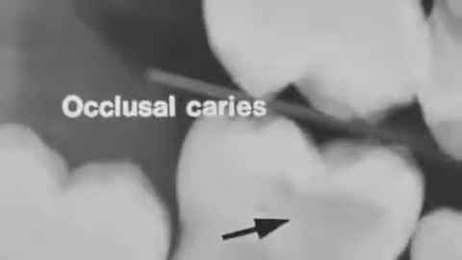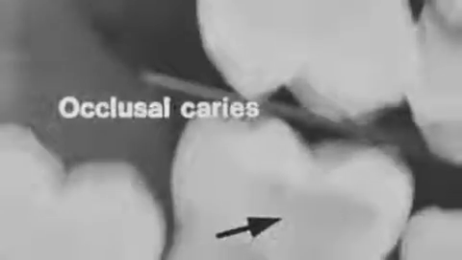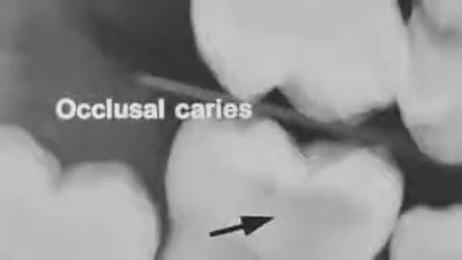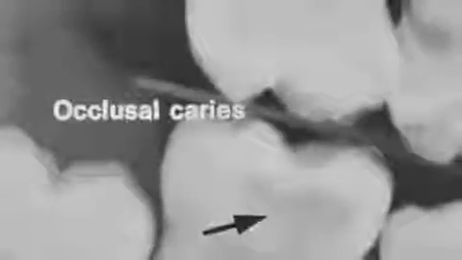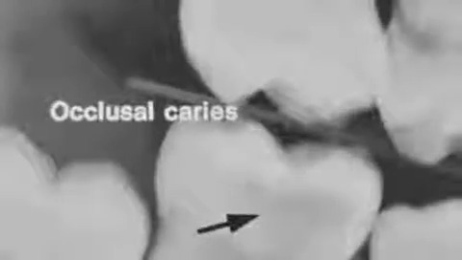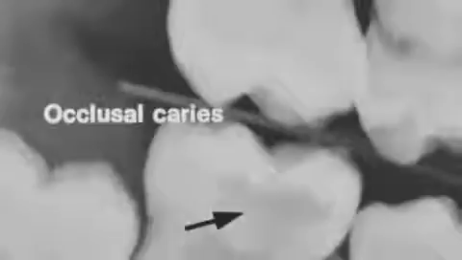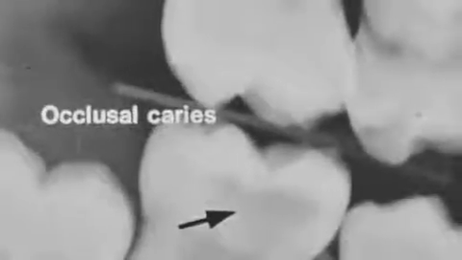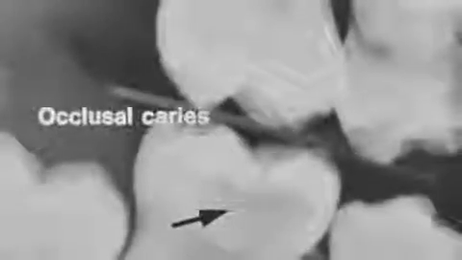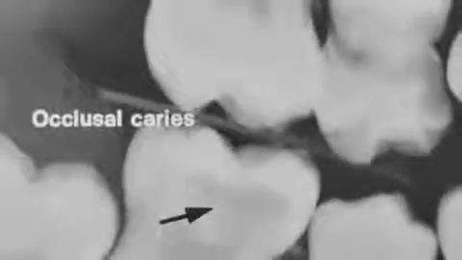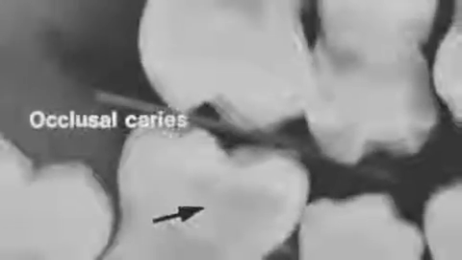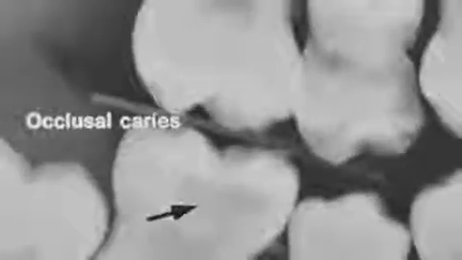Tooth number 30 has occlusal caries, as seen as a radiolucency along the dentino-enamel junction. Notice that the enamel is intact. Therefore, X-rays are crucial for observing and finding occlusal caries. Is this a C1, 2, 3, or 4 radiographic caries classification?